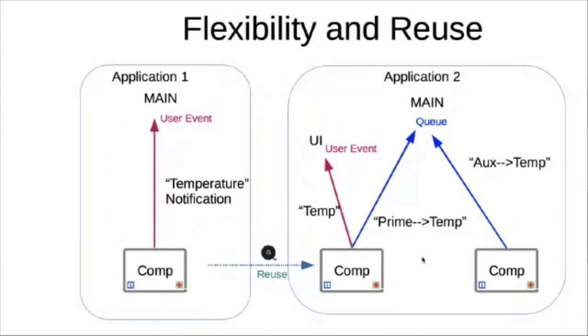Rather than have to make things more complicated, we just use 2 copies of the component, still producing temperature notifications, and then we just relabel all the messages so they're clear. So we can tell the prime temperature from the auxiliary temperature. We can send a copy to the UI because maybe the UI wants to display the temperature. We can use a queue instead of a user event, but the UI can use a user event, of course. So we can build a more complicated structure from simple components.